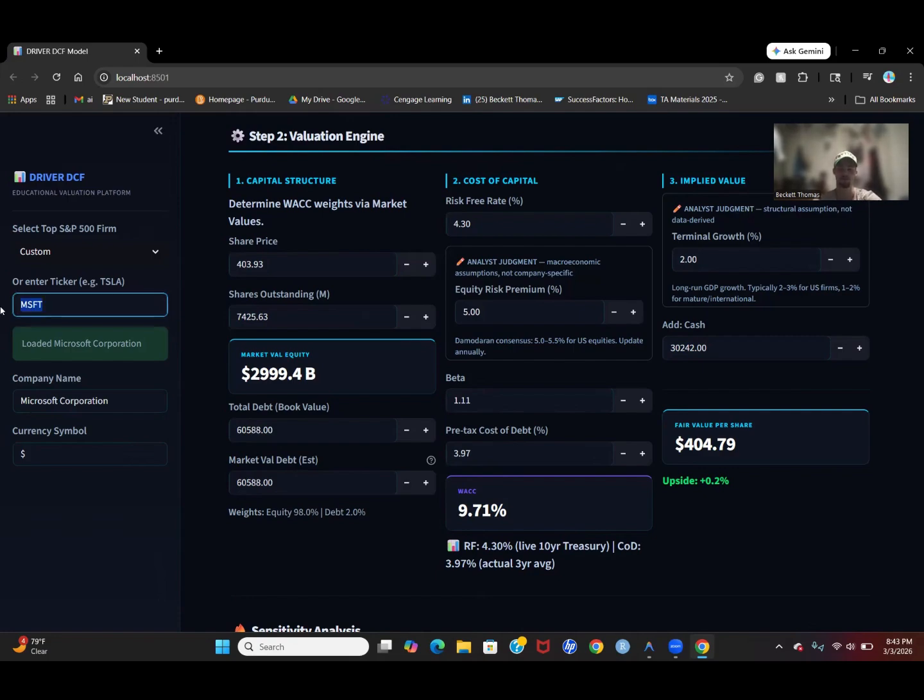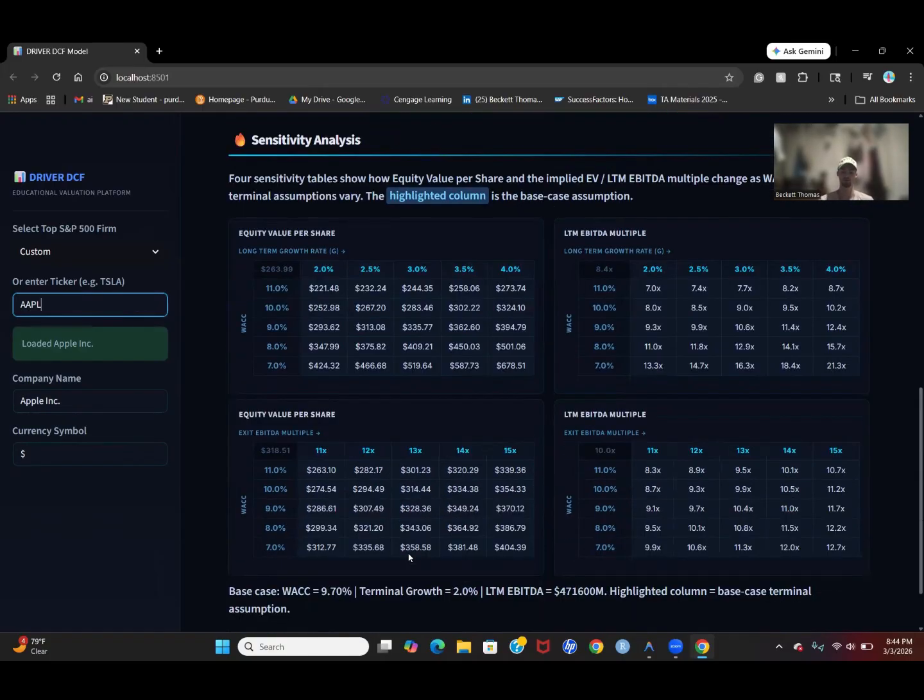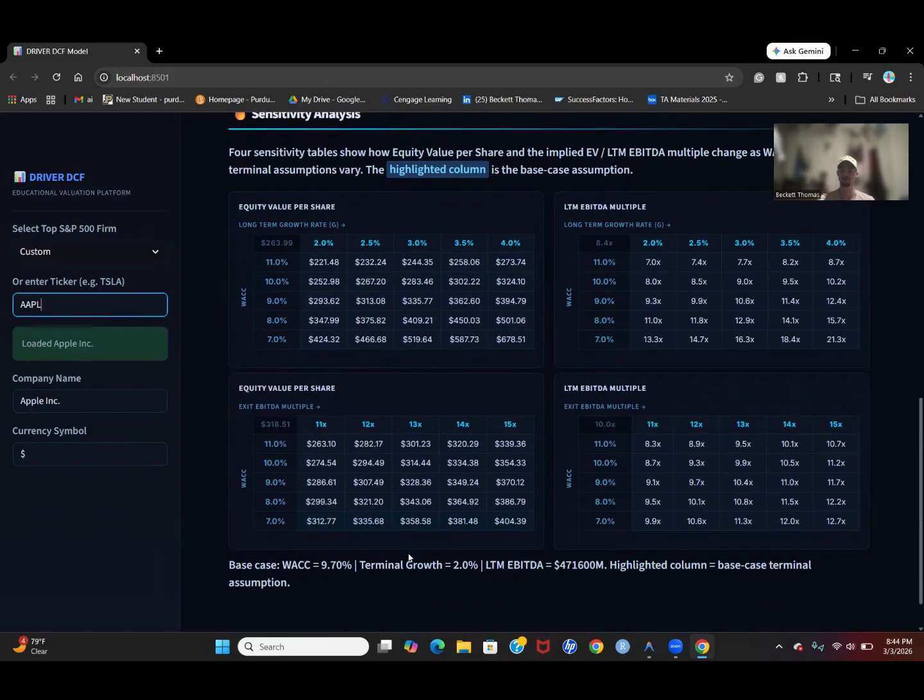Now, let's change it back to Apple as we continue through. I will now show you our last section, which is the sensitivity analysis. And this is my favorite part of the model. Instead of giving you one answer, it gives you a range of possible answers across a grid of assumptions. And for this, I've added 4 tables. The top 2 tables vary weighted average cost of capital on the vertical axis and terminal growth rate on the horizontal axis, showing both equity value per share and implied EV/EBITDA multiple.